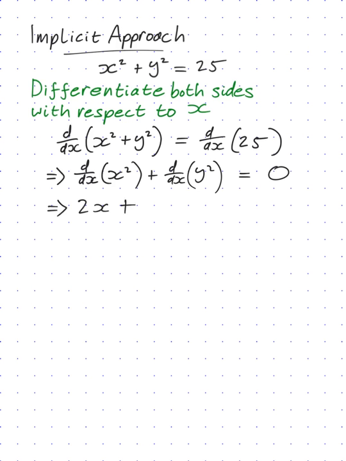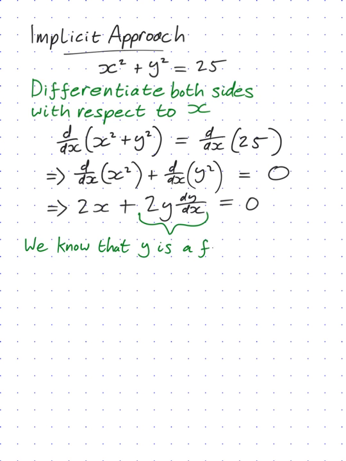So the derivative of x squared with respect to x is 2x. The derivative of y squared with respect to x is 2y times dy/dx. So let's look at that term. How did we get that? Well, we know that y is a function of x. Even if we haven't written down explicitly what that function is, y in terms of x, we still know that y is a function of x. And so this expression, y squared, is something that can be differentiated using the chain rule.